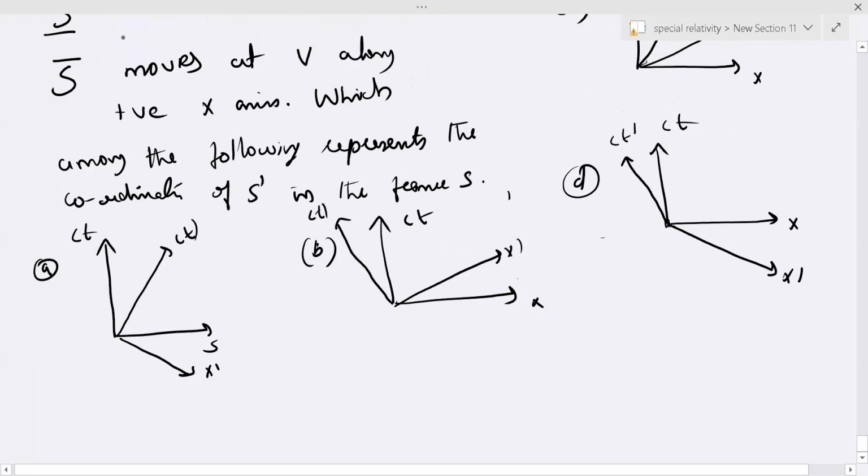The question is done, right? You have got a frame S with unprimed coordinates. The coordinates of frame S are given by X and CT. Now there's another frame, S prime, which moves at a velocity v along the positive x-axis. Which among the following represents the coordinates of S prime in the frame S?